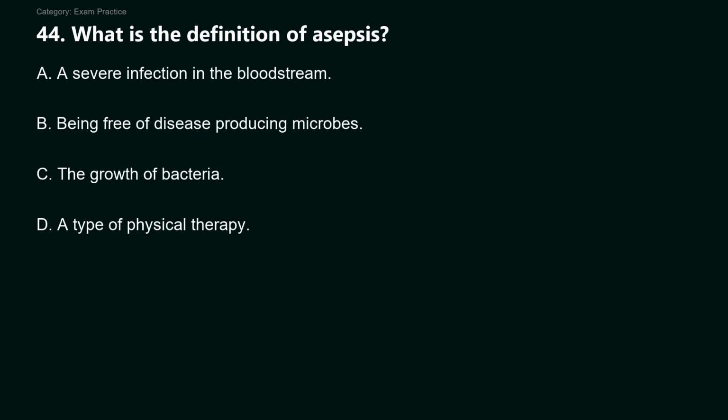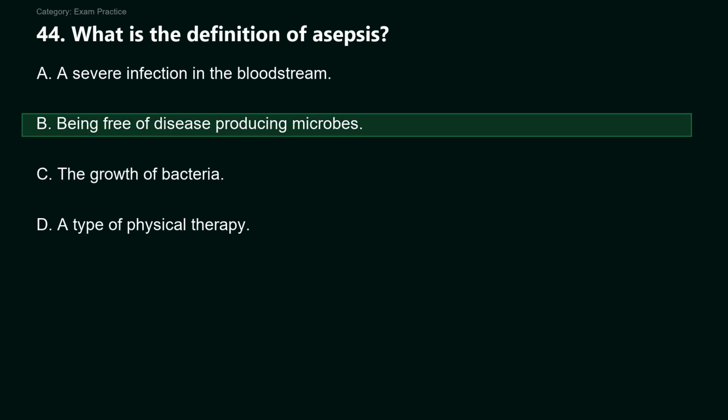Question 44. What is the definition of asepsis? Option A, a severe infection in the bloodstream. Option B, being free of disease-producing microbes. Option C, the growth of bacteria. Option D, a type of physical therapy. The correct answer is option B, being free of disease-producing microbes. Aseptic techniques are used to keep residents safe from infectious germs.